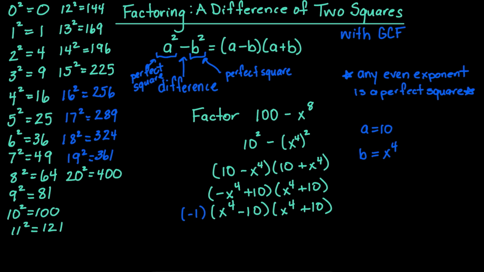When I see a subtraction sign with a binomial, I always make sure it's not another difference of 2 squares. 10 is not a perfect square, so we don't need to factor any further, and we are done.